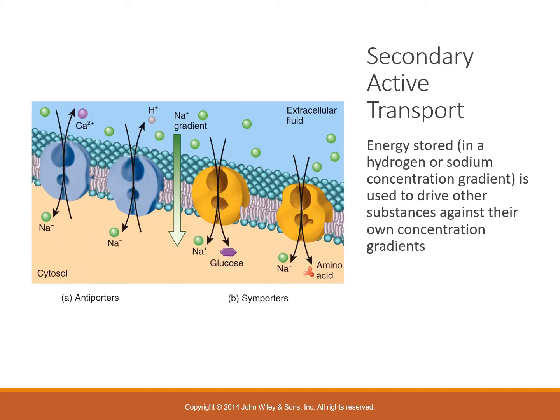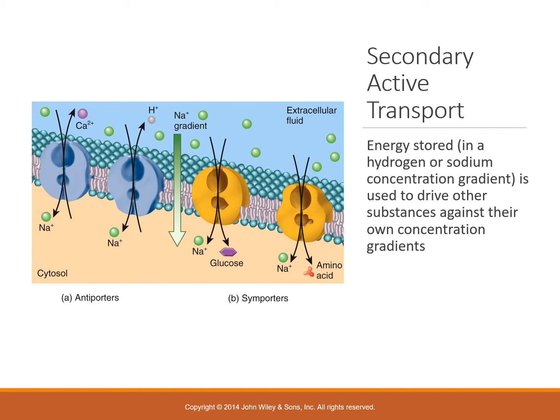Secondary active transport is driven by the concentration gradient that's created in primary active transport. So we have sodium and hydrogen gradients that are created by the primary active transport that we just saw in that last slide. This results in stored energy that can be used to move other substances across the membrane against their own chemical gradients or concentration gradients. In secondary active transport, a carrier protein simultaneously binds to sodium and another substance, and then it changes its shape so that both substances cross the membrane at the same time.